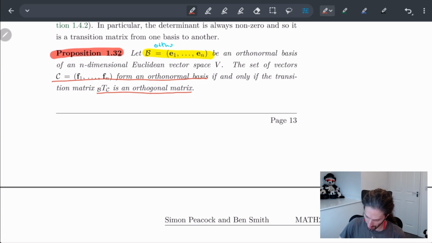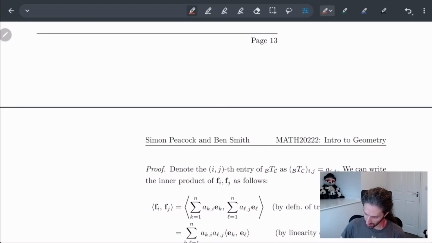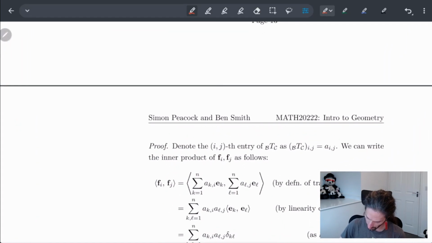So that's the key point: C is orthonormal if and only if the transition matrix is orthogonal. So let's see this. Here I'll write it above. C orthonormal if and only if the transition matrix from B to C is orthogonal. So that's basically what this proof is trying to show.